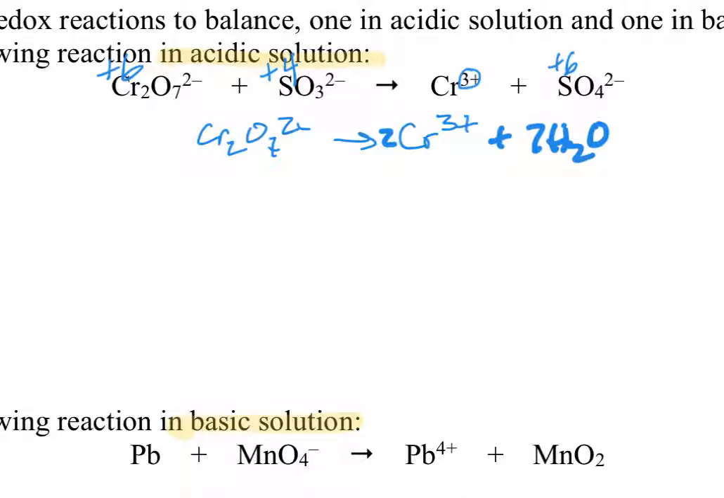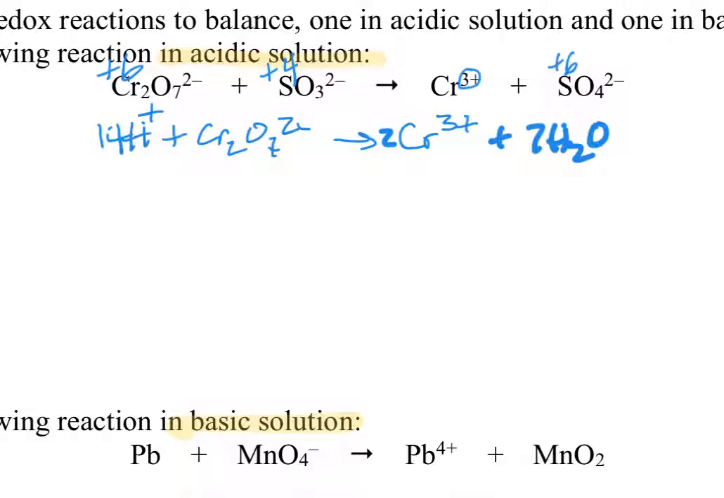I'm going to make the pen a little bit thinner so that I have enough space here. The next step is we're going to balance the hydrogens by adding H+ to the appropriate side. By putting in water, I've messed up the hydrogen. So now I've got 14 H's on the right, no H's on the left. So I've got to go ahead and add 14 H+ to the left.